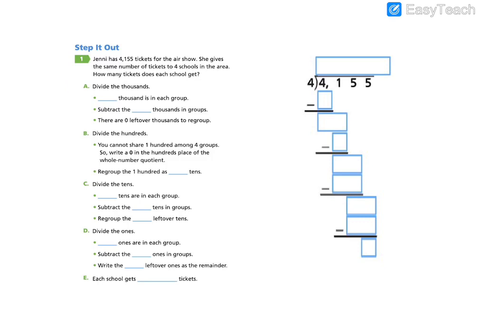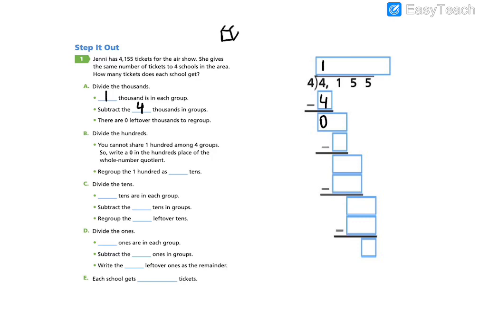Divide the thousands. How many total thousands are in this number? There are 4 thousands. 4 thousands divided by 4. If I divide 4 thousands into 4 groups, there will be 1,000 in each group. We've put 4 total thousands in groups, so we're going to subtract those 4 thousands. Do we have any remaining thousands we need to regroup? Nope, we've used them all, right?